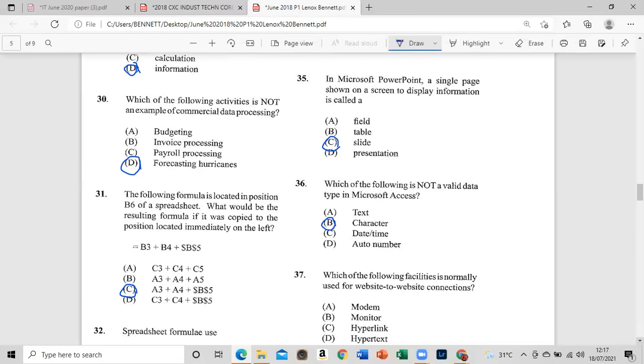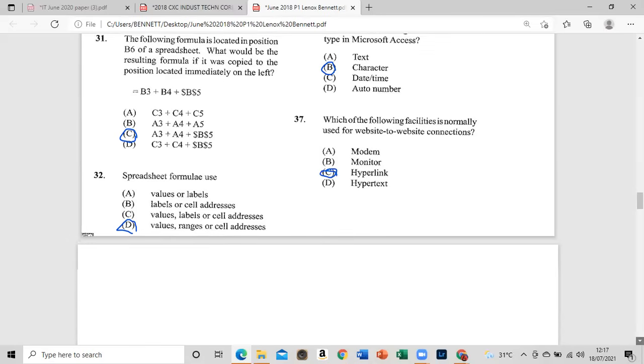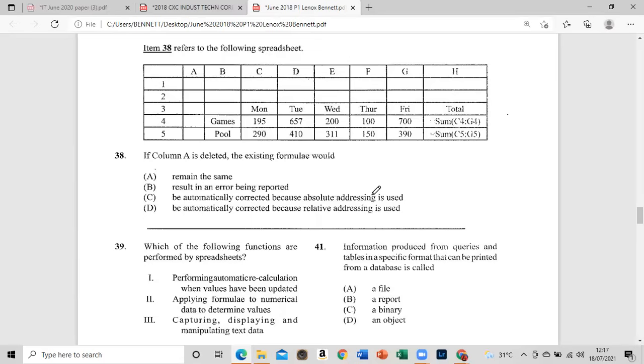37 now. Which of the following facilities is normally used for website-to-website connection? Is it A, modem, B, monitor, C, hyperlink, or D, hypertext? So 37, we know it's a hyperlink, right? 38 now, we're going on fabulous so far, guys. We're going on excellent. Let us consider.